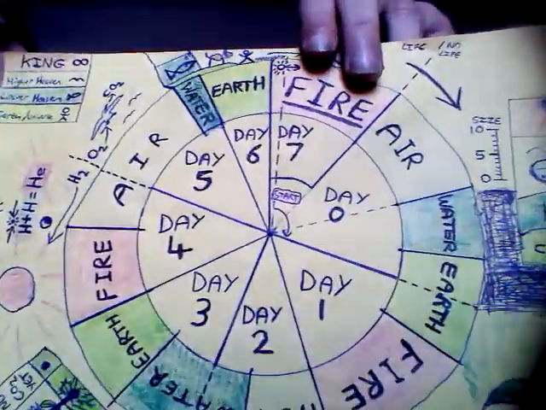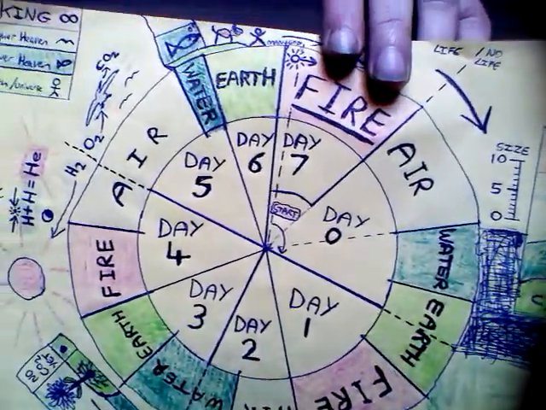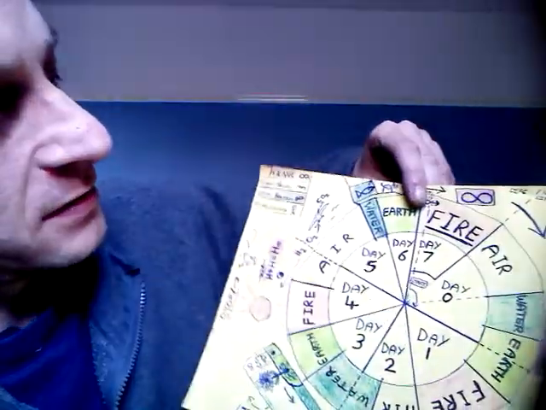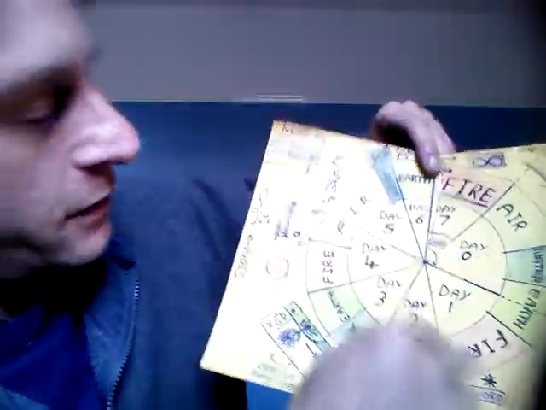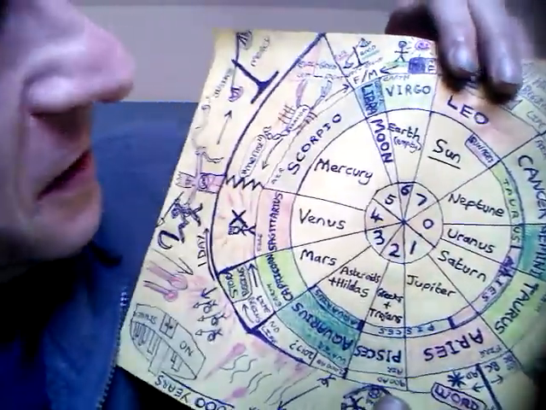Okay, so I've got a picture to show you here. This is the creation of the heavens and the earth as recorded in the book of Genesis. And you'll notice these are the constellations. I'm not presenting this very well.